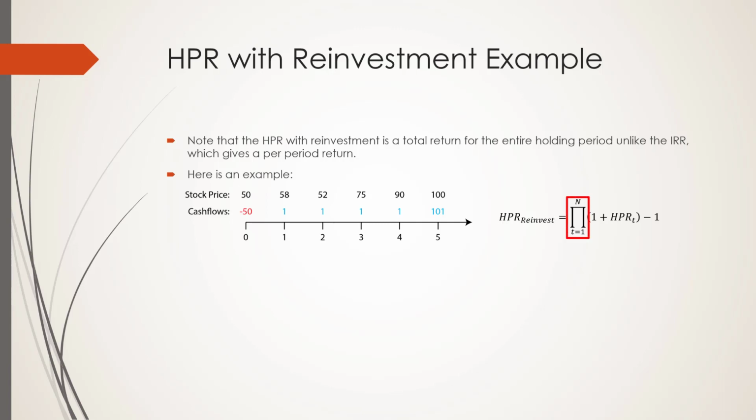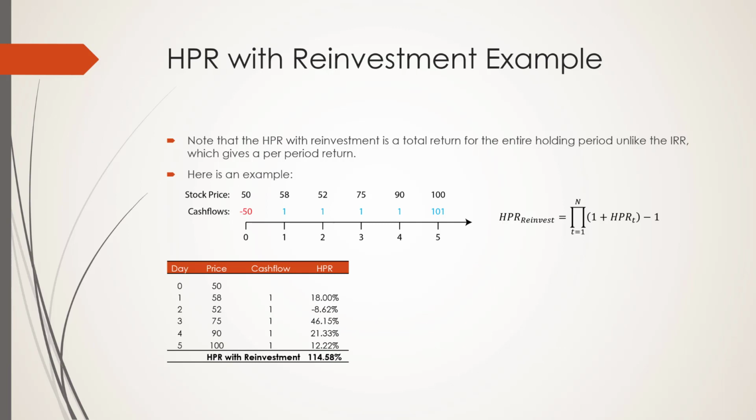So that pi that you see there, it's just like a summation sign, except it means multiply instead of add. So we're multiplying 1 plus each sub-period HPR. So here are our sub-period HPR. For period 1, we had 58 plus a $1 cash flow gives us 59, divided by 50, and minus 1 gives us 18%.